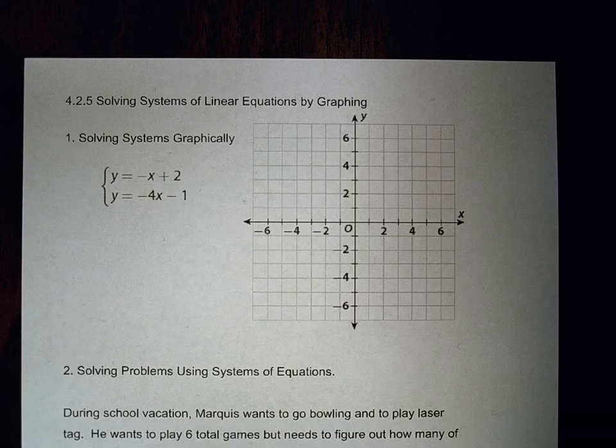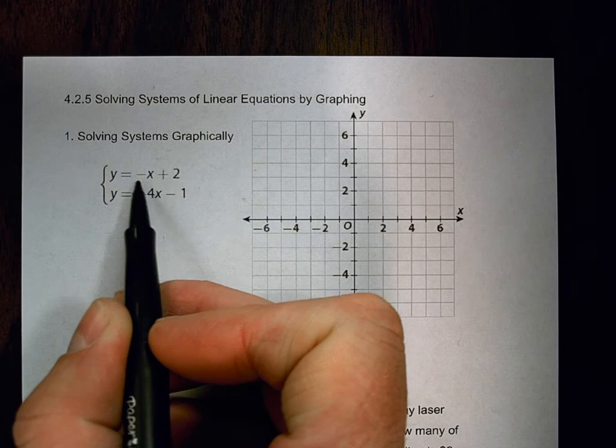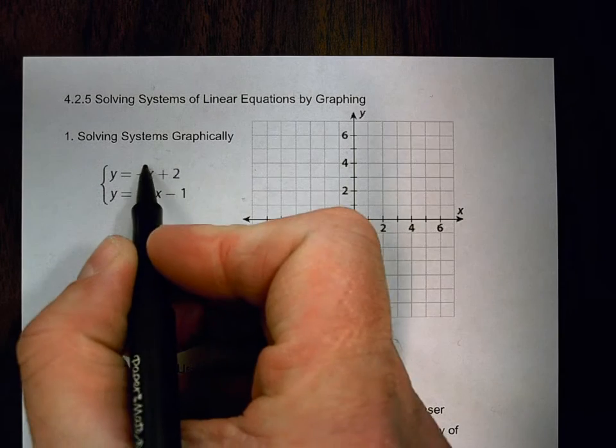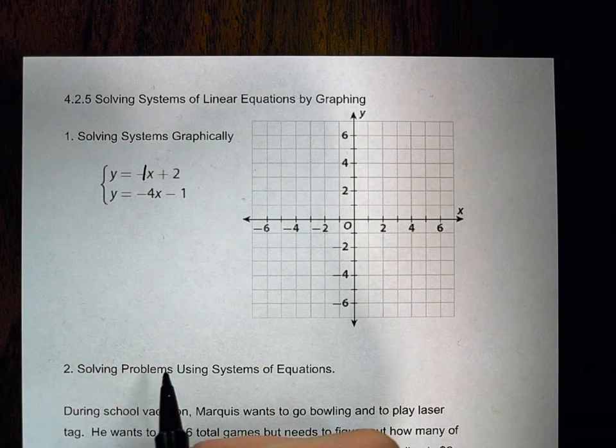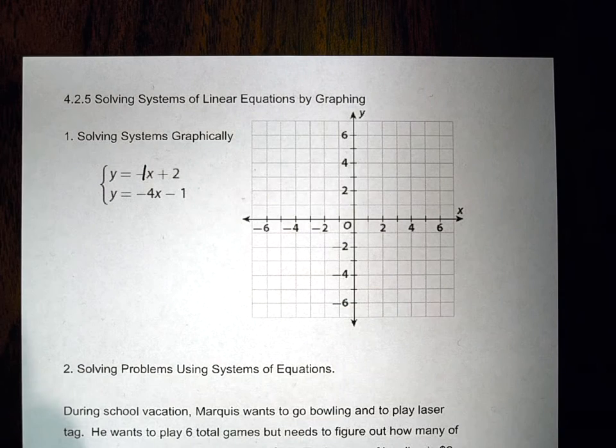So let's look at this first equation. It's got y equals negative x plus 2. What's the number with the x there? 1. It's a ninja, right? It's just hiding there. The second equation is y equals 4x plus 1.